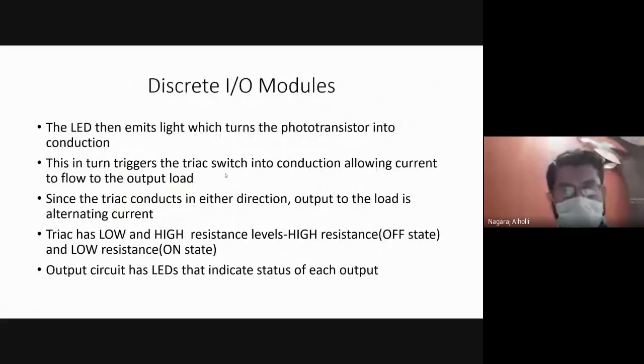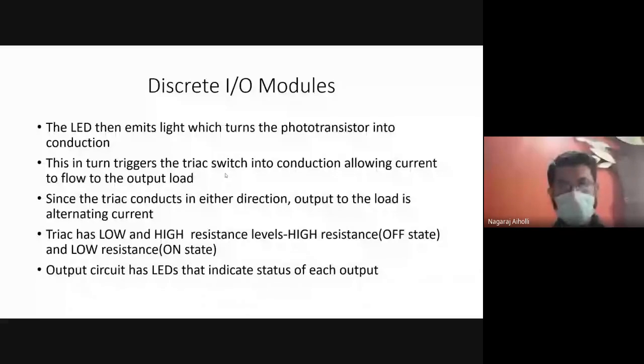As in other switches, we have on state and off state. But in a Triac, we usually consider it as high resistance level and low resistance level. High resistance level means when resistance is high, what about the conduction? Conduction is very less. When resistance is high, the current flowing is very less. So it is as good as off state. It is open circuit. When resistance is less, what happens? Conduction will be more.